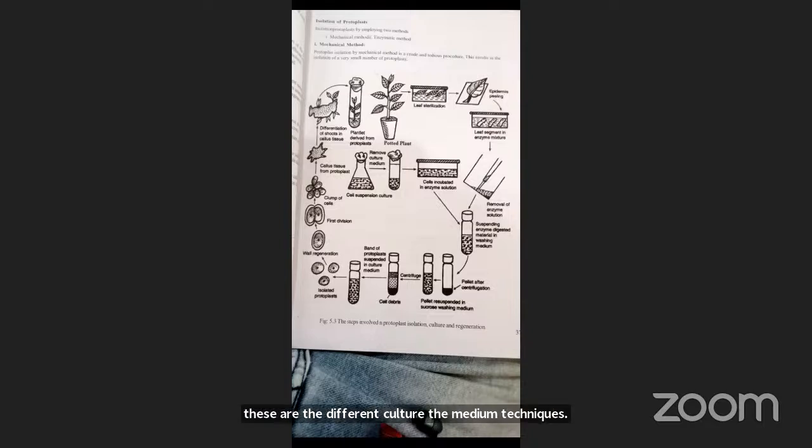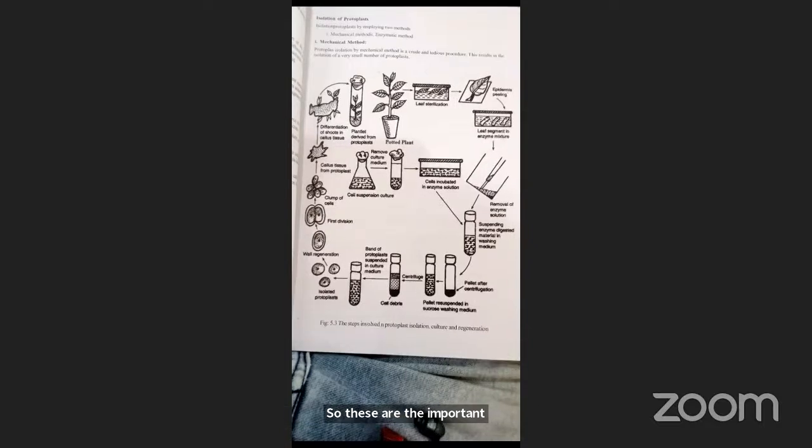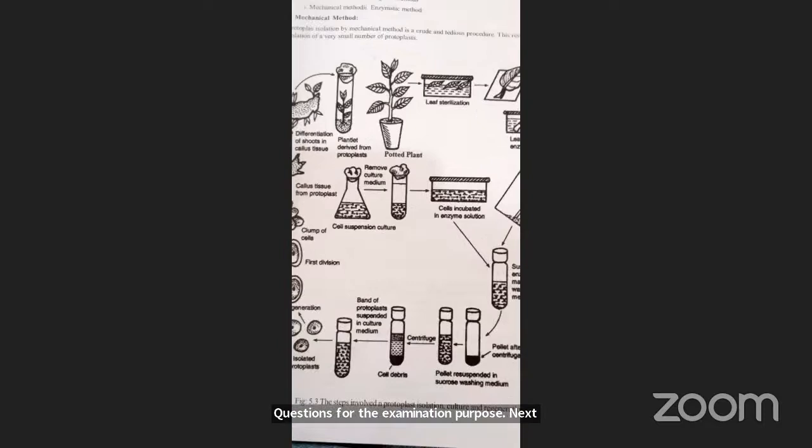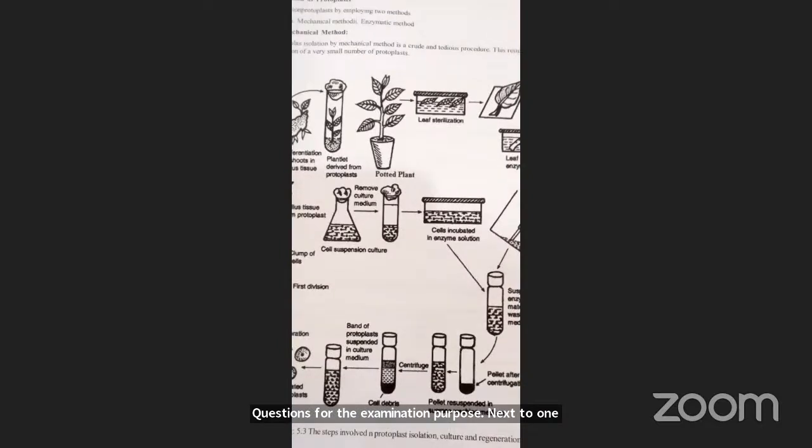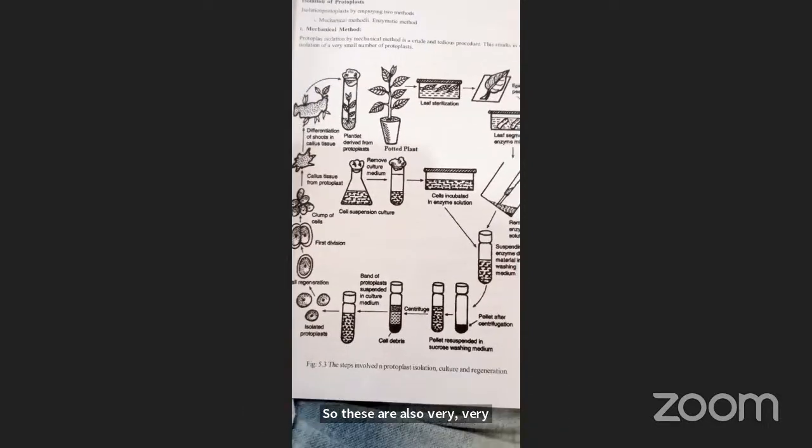So in this entire chapter, one is cell culture and the other is protoplast culture. These are important questions for examination purposes. Next, callus culture, suspension culture, protoplast culture. These are also very important for our examination purposes.